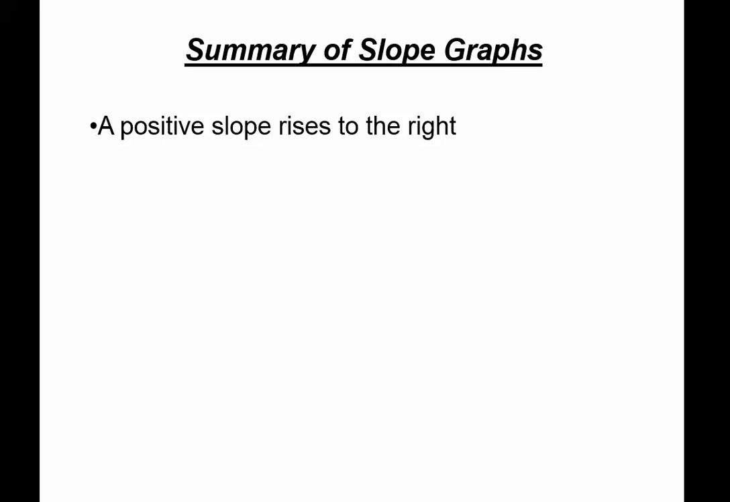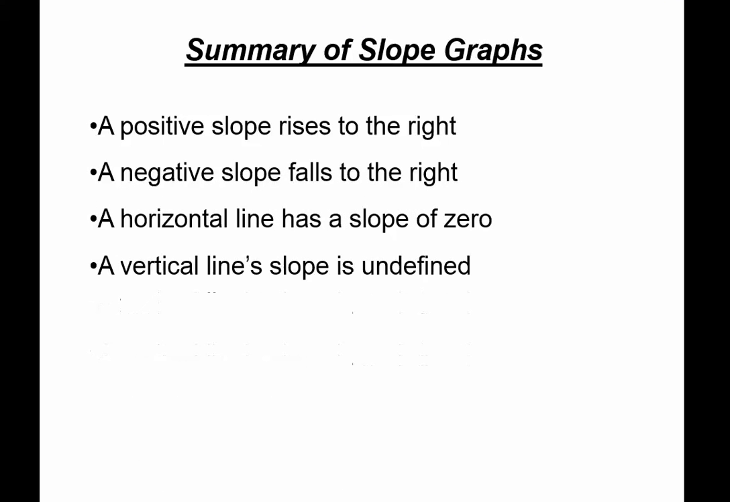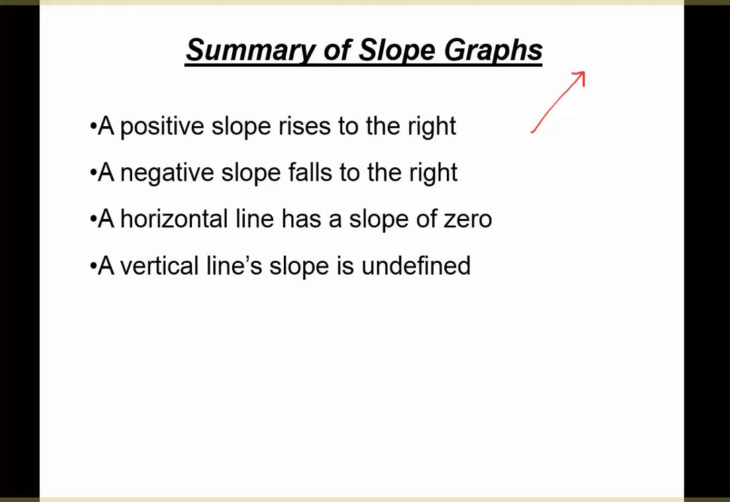All right, so just to kind of sum up what we did today, positive slope will rise to the right, meaning it will go up the roller coaster. Might be steep, might be gradual, but it will be going up. Negative slope falls to the right, so that means it goes down the roller coaster. Might be steep, might be gradual, but it's going to be going down. A horizontal line has a slope of 0. And then a vertical line is what we get when we have undefined slope.